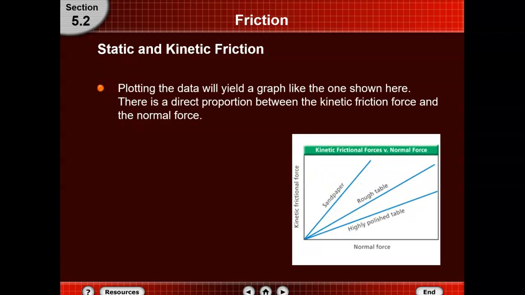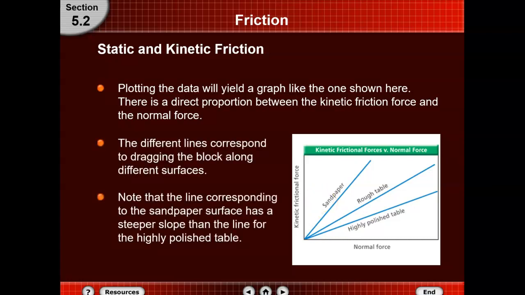Okay, so if we take that kinetic friction force and compare it to the weight, the normal force, you get the graph over here. So the normal force, which a lot of times is the weight, on different types of surfaces is going to have a different amount of kinetic force that you have to apply. On rough sandpaper, you have to apply a greater force to get it to move. Rough table, a little bit less. A really highly polished table where there's not much friction, you don't have to apply much kinetic friction force to make the object move.